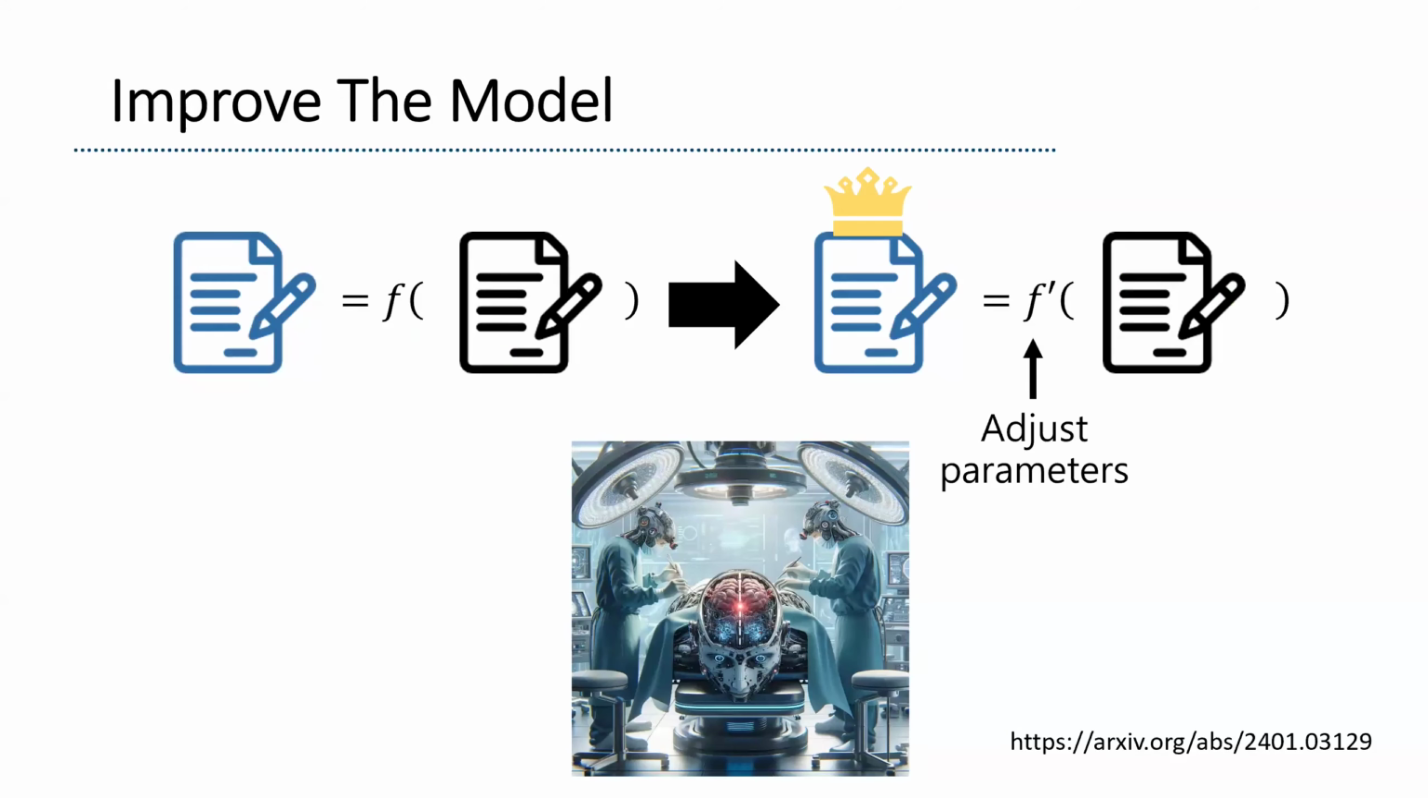Let's dive into the first approach, improving the model itself. This method involves taking the base model, the foundation model we have built, and then carefully adjusting its parameters and fine-tuning it to better meet specific needs. Think of this process as performing robotic surgery on the model. Just like in surgery, precision and care are crucial because the task is very complex and interconnected. Adjusting one parameter can affect others in unexpected ways.